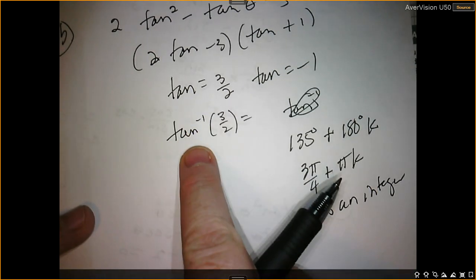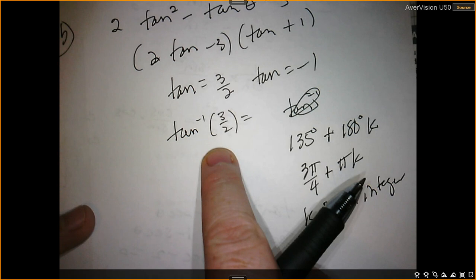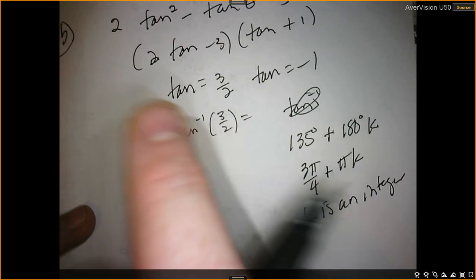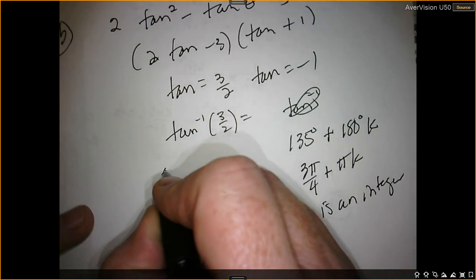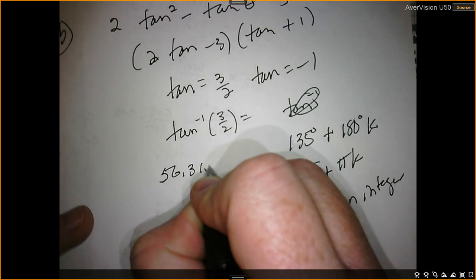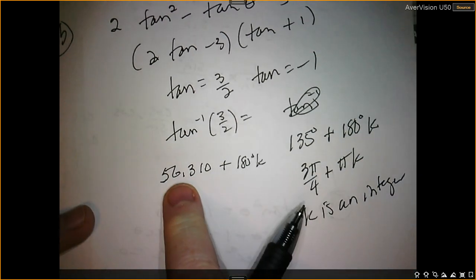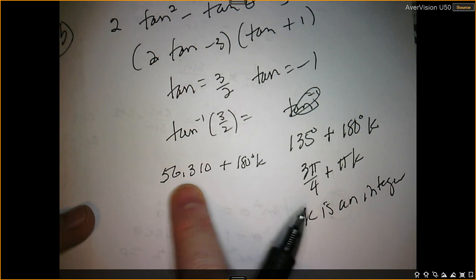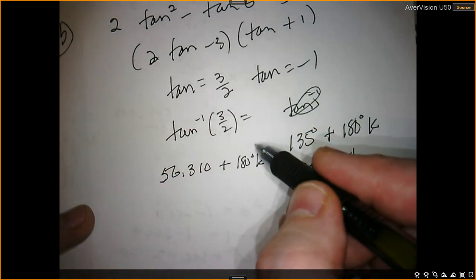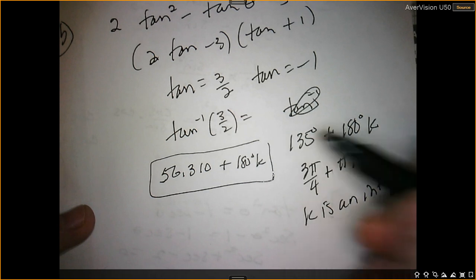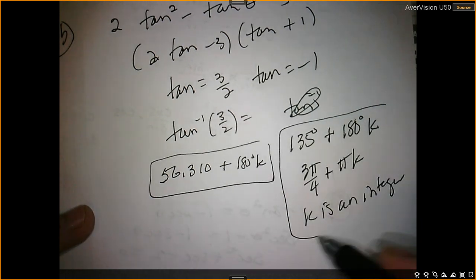This one, though, since there's no restrictions, negative infinity to infinity, I used the inverse tan on the calculator. And when you do that on the calculator, you get 56.310 plus 180 degrees K. So you just have to be careful. If you're going to put it in degree mode, it'd be that answer. I actually didn't do radian mode on that one, but you can do that. I know y'all can do that.